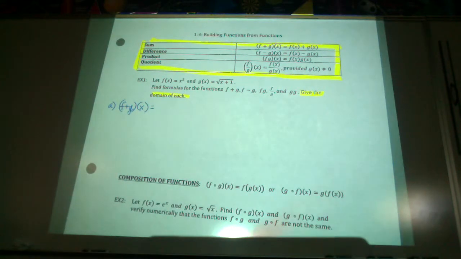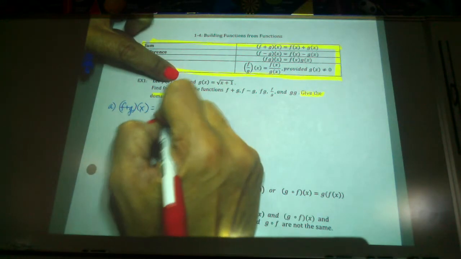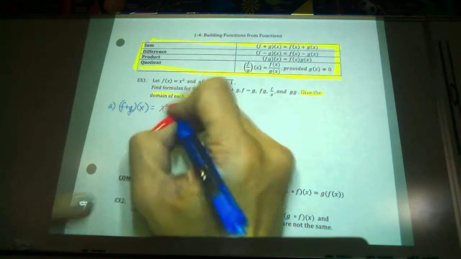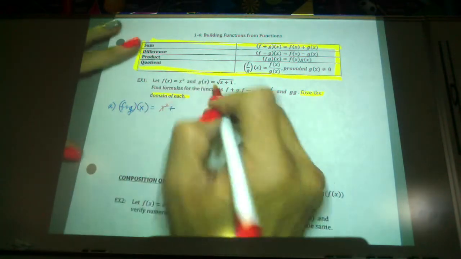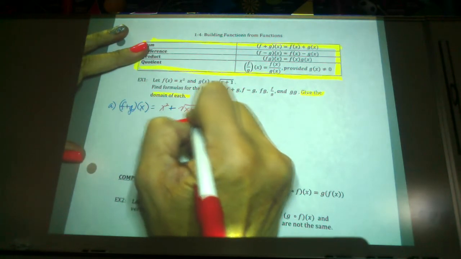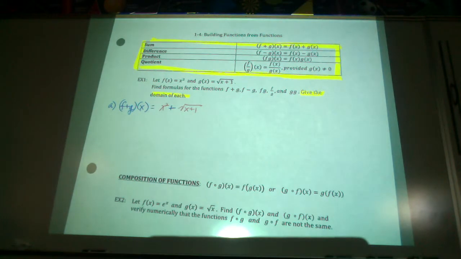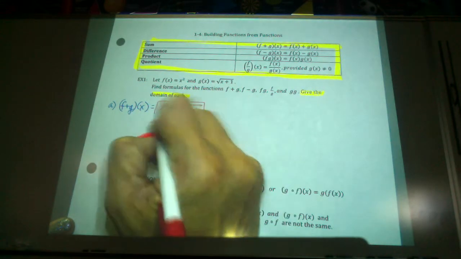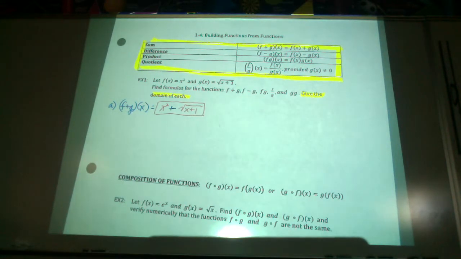So I'm going to take the f function, which is x squared, and I'm going to add to that the g function, which is the square root of x plus 1. Can I simplify that at all? No, I really can't. I can't add those at all. So that is the answer to f plus g of x. Then we have to consider the domain.